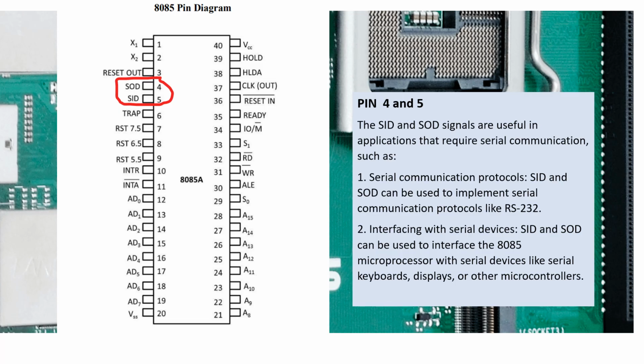The SID and SOD signals are useful in applications that require serial communication, such as serial communication protocols. SID and SOD can be used to implement serial communication protocols like RS-232. Interfacing with several devices: SID and SOD can be used to interface the 8085 microprocessor with several devices like serial keyboards, display devices, or other microcontrollers.